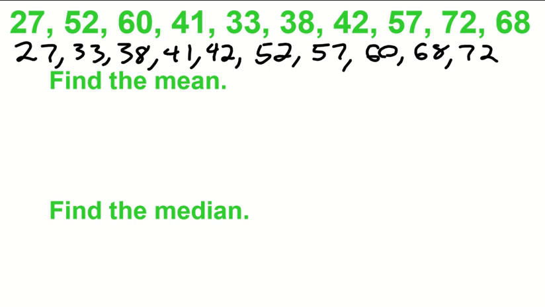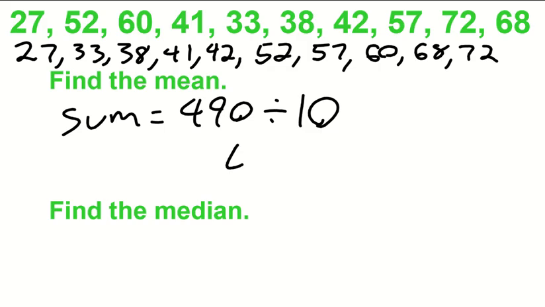All right, who thinks they can tell me the mean? Levi? 49 is correct. You add all those up, get the sum. In this case, the sum's 490. There are 10 numbers, or 10 pieces of data, so we divide by 10. That makes the mean 49.